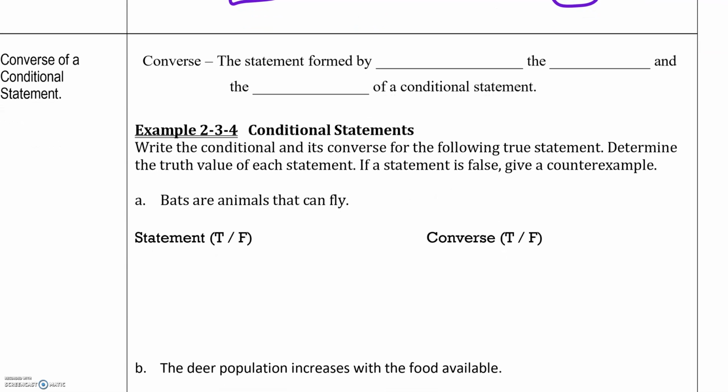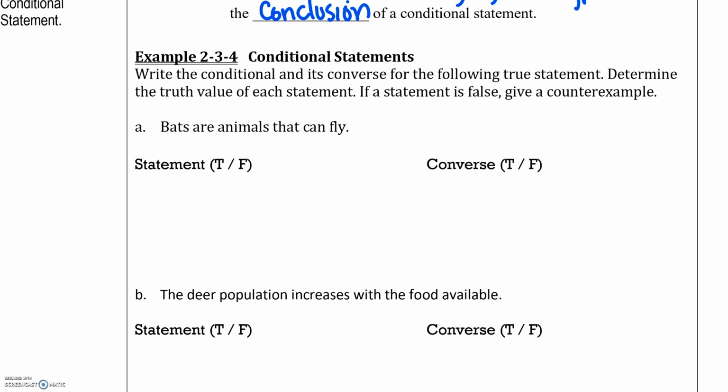All right, we're now going to write what's called a converse statement. It's where we switch or exchange the hypothesis and the conclusion. So let's take a look at this first example. And we're going to start with a bat. We're going to just write the if-then, the conditional statement.